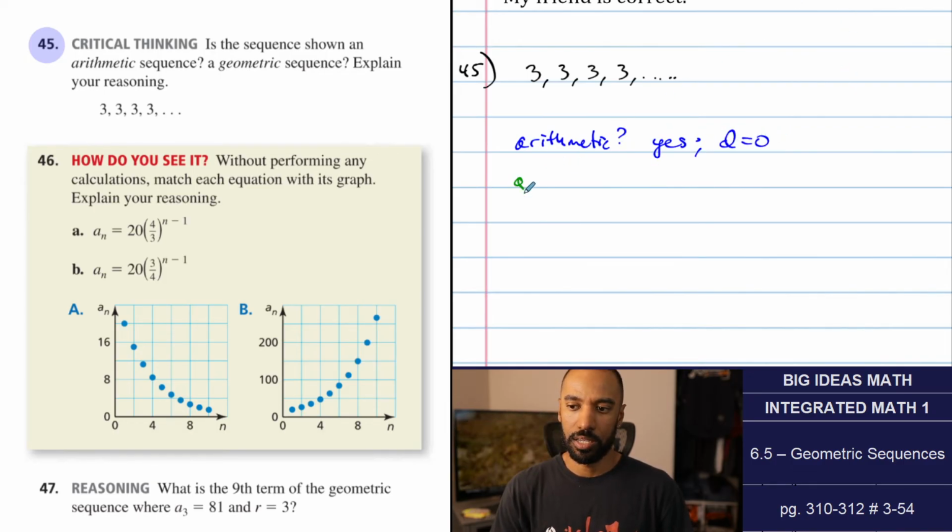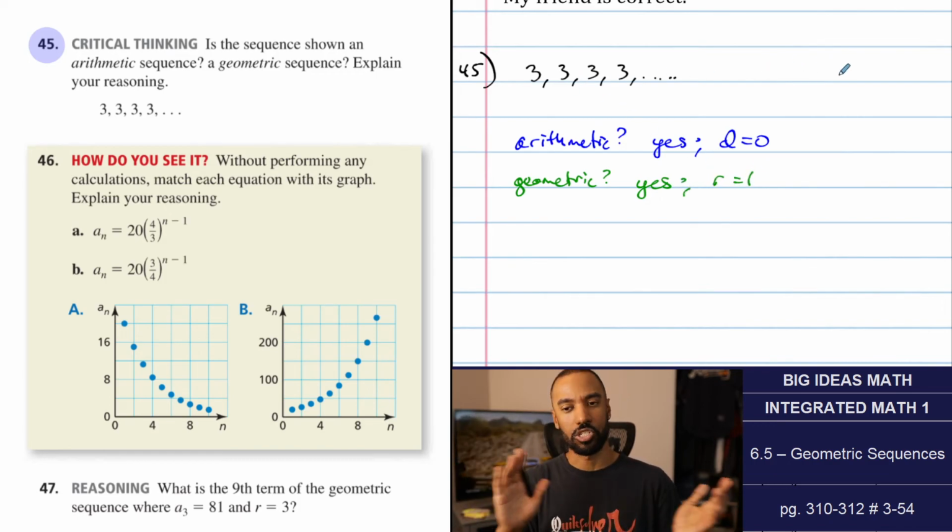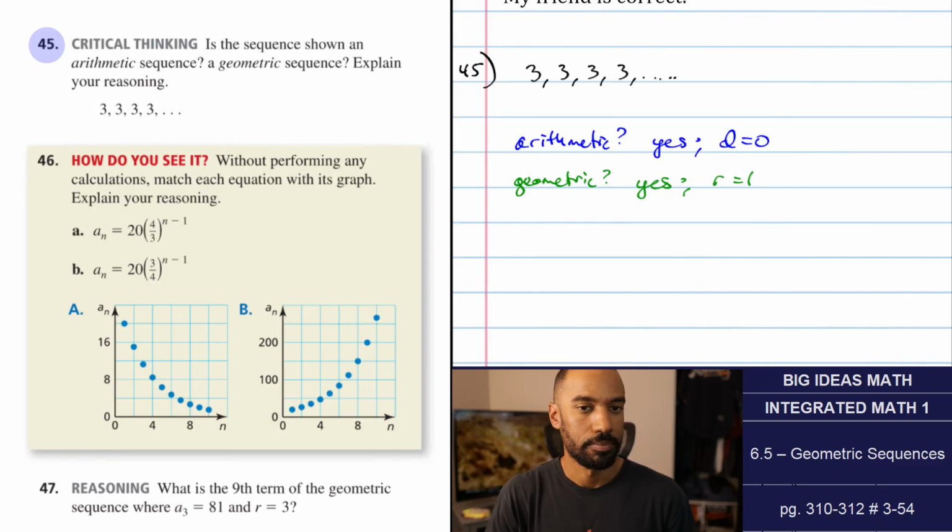Is it geometric? Yes. The common ratio is 1. Multiply by 1 each time and you have that. So as long as it has that, you're good. Okay. Number 46. How do you see it?